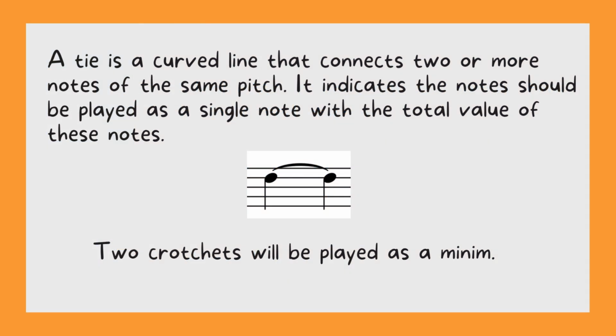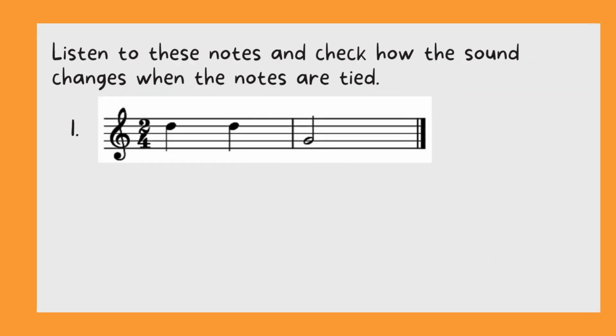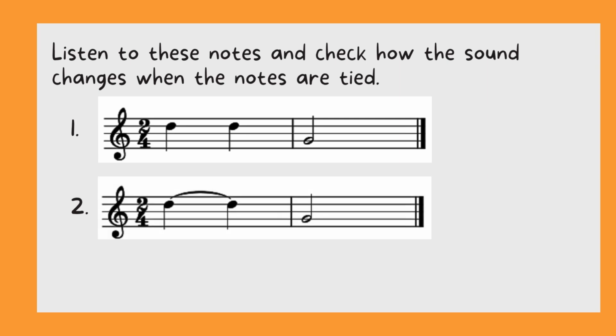A tie is a curved line that connects 2 or more notes of the same pitch. It indicates the note should be played as a single note with the total value of these notes. Look at the example. 2 crotchets will be played as a minim. Listen to these notes, and check how the sound changes when the notes are tied. The first example shows notes which are not tied. Listen to the difference when the notes are tied.